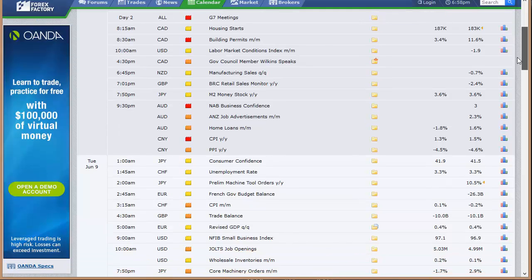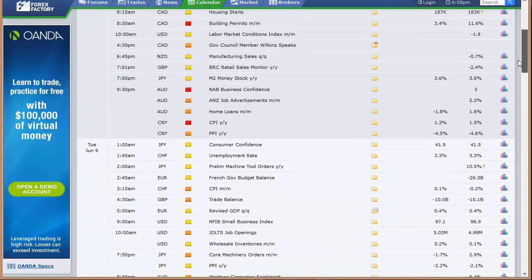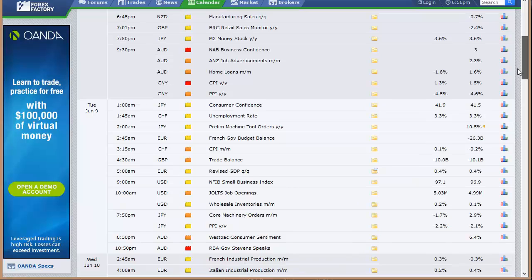The G7 meetings start. Day 2, actually, Sunday's day 1. Canada housing starts and building permits. Labor market conditions index here in the U.S. That's a new one. New Zealand manufacturing sales. BRC retail sales monitor out of the U.K. Money stock out of Japan. Business confidence, job advertisements, and home loans out of Australia.